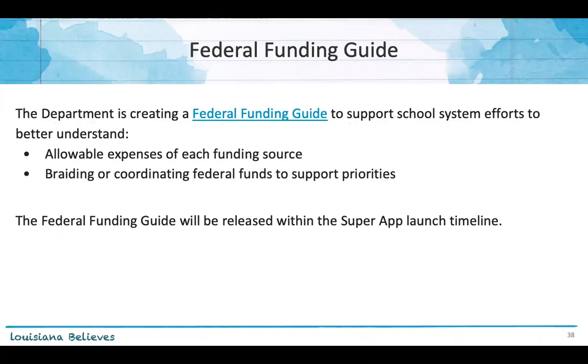The department is creating a federal funding guide to support school system efforts to better understand allowable expenses for federal funding sources and braiding or coordinating federal funds to support priorities. The federal funding guide will be released within the Super App launch timeline or shortly thereafter. You may click on the link in this slide to check the status of this guidance.